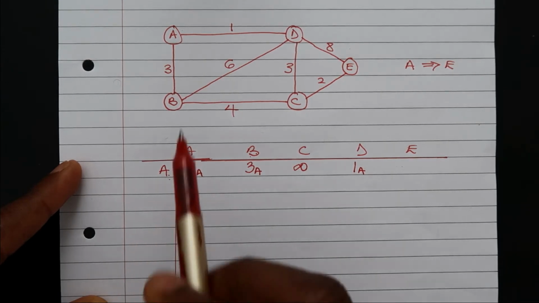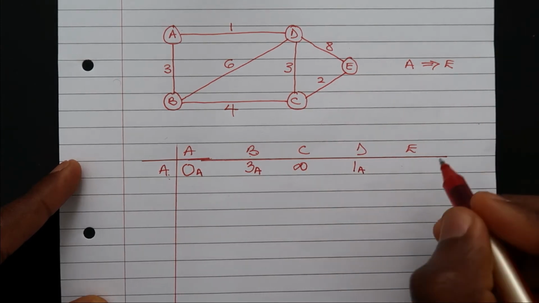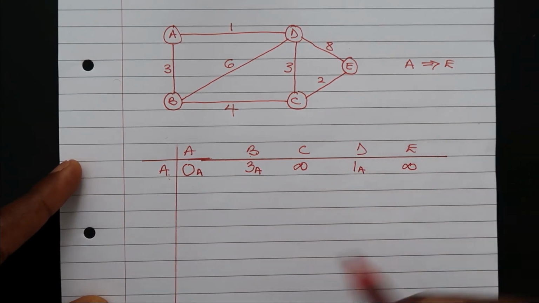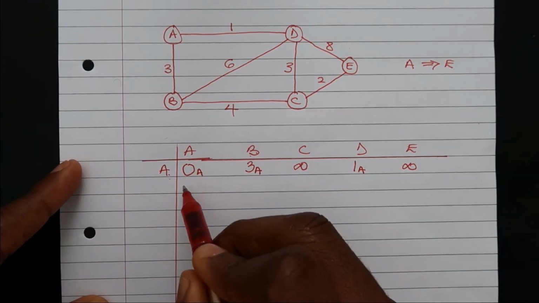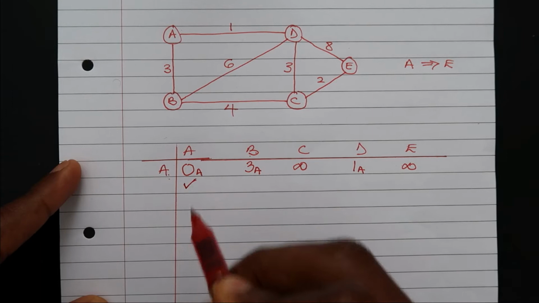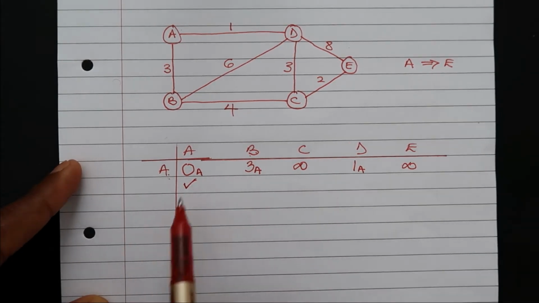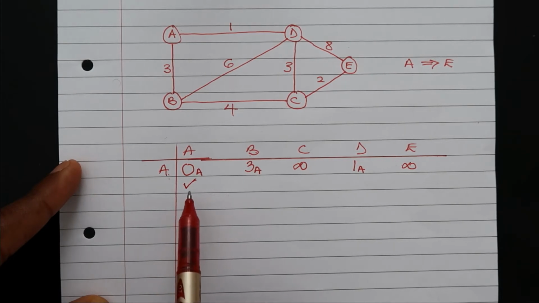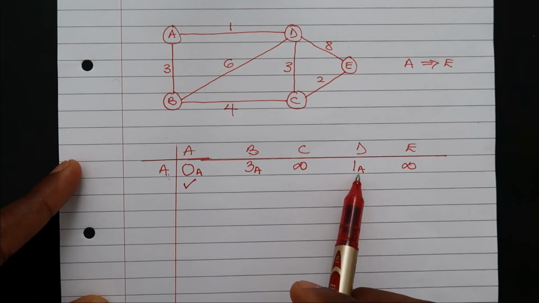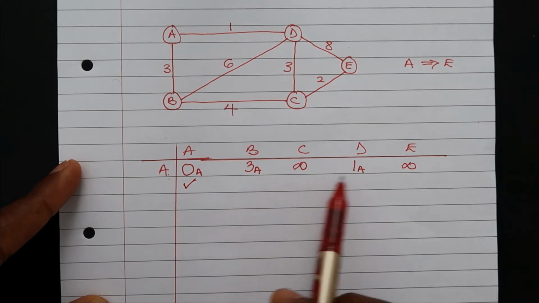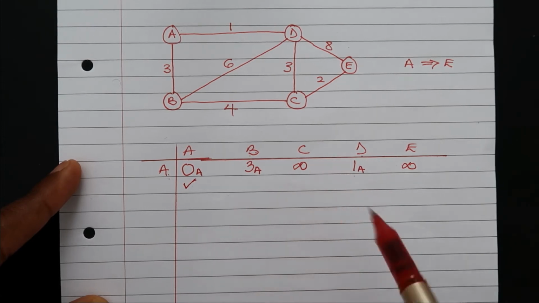And then I'll check A to E. A to E does not exist, so I represent that with the infinity symbol. At this point, I have now explored all nodes linked up to A, and I'm done with A. The next thing I'll do, I'll look for the node with the smallest weight or the shortest distance, and that node is D, which currently has a weight of 1.